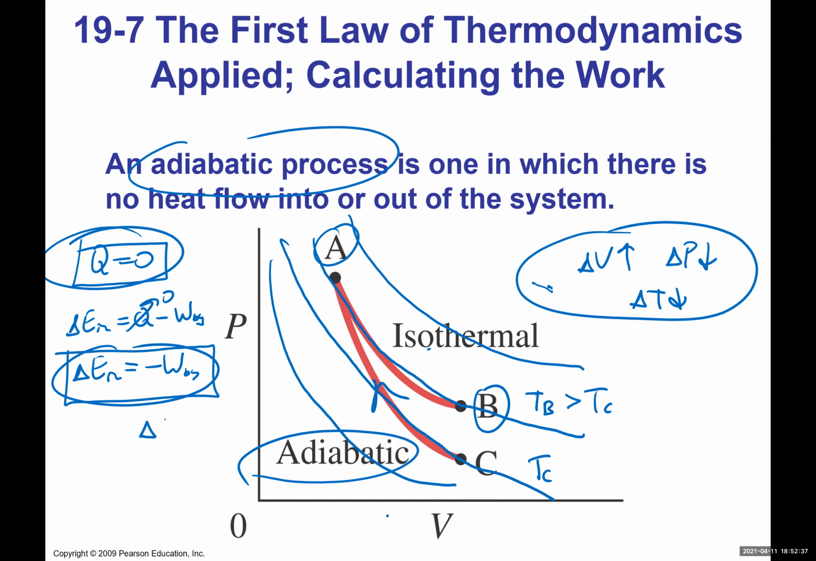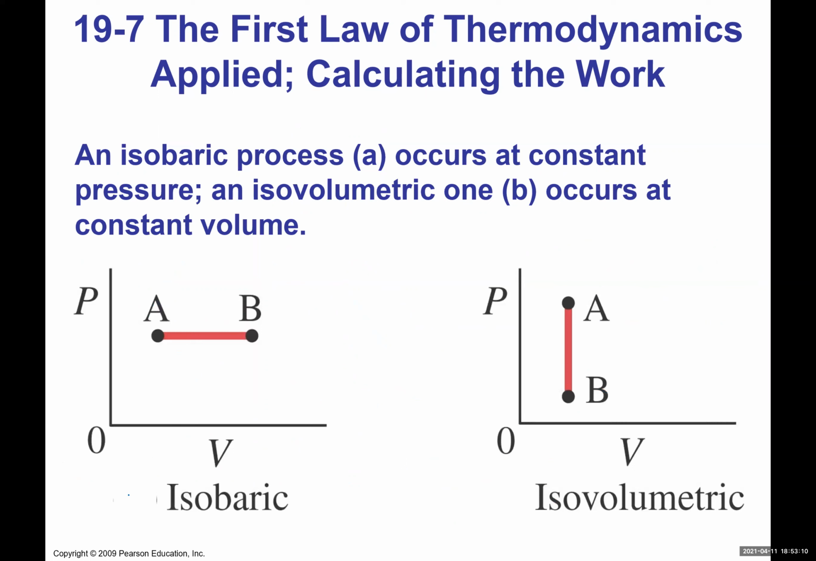And you can always assume whatever the delta T you have, exactly the same way your internal energy changes. That means if your delta T is positive, your change in internal energy is also positive. If your delta T is negative, then your change in internal energy is also negative, because they are directly related to one another. Decrease in temperature decreases internal energy. Increase in temperature increases internal energy. All right, so now we can talk about two other processes.